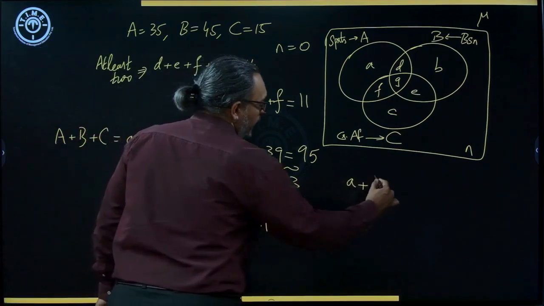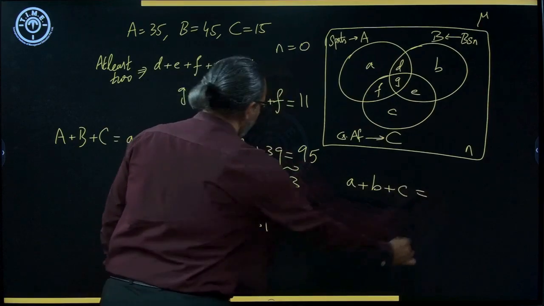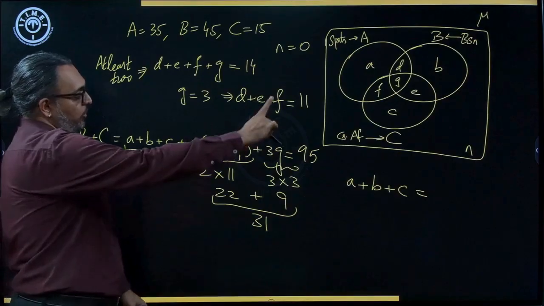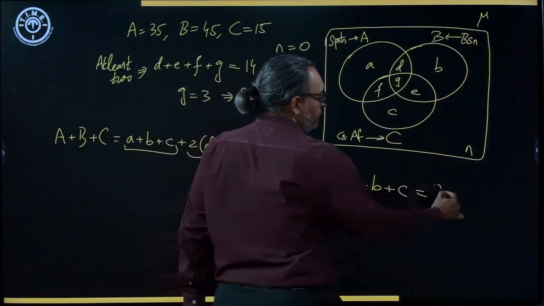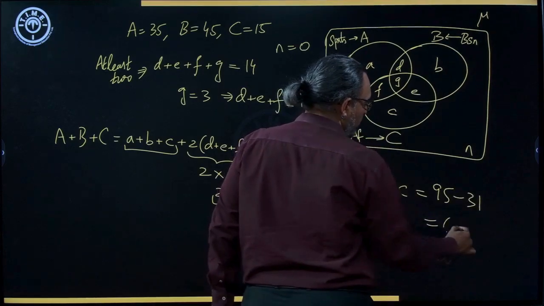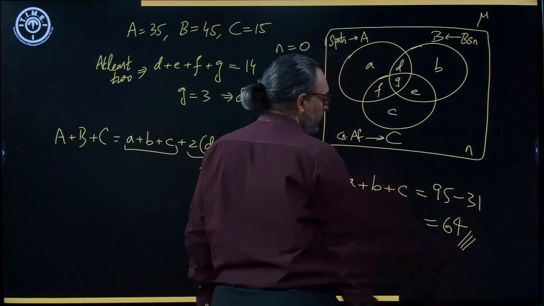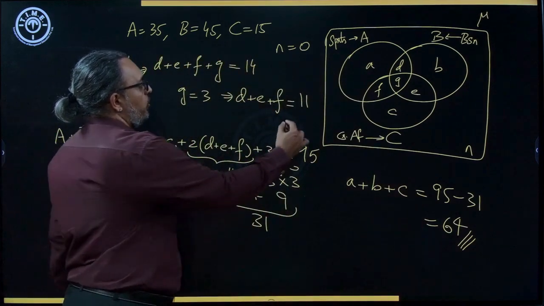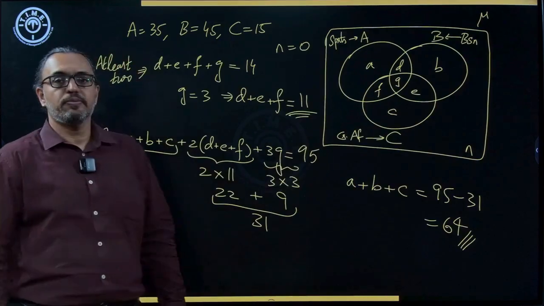From there, I'll get A plus B plus C. Correct? Now, that's the only unknown we have here, A plus B plus C. You take everything onto the other side. We have 95 minus 31. So, basically, that is 64. That's all. We have these values now. Now, we can look into the questions.